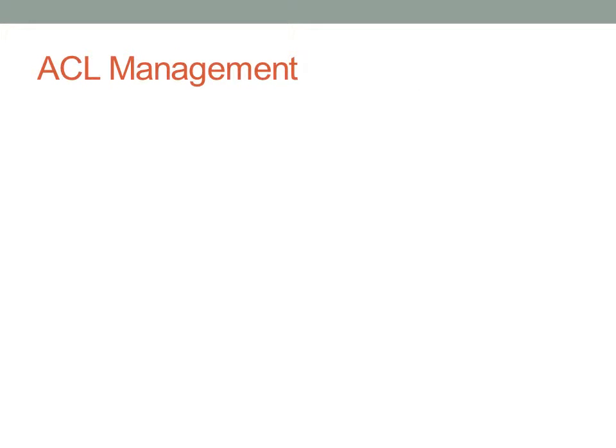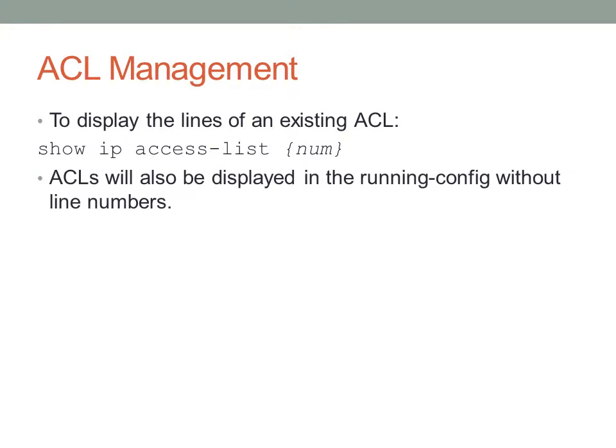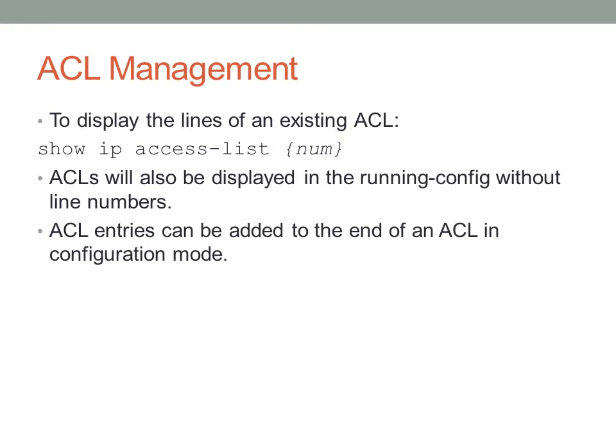For access list management, you can display the lines of an existing access list with show ip access-list and then the number. Access lists will be displayed in the running config without line numbers, so this command is useful to see what the actual line numbers are for any given access list.